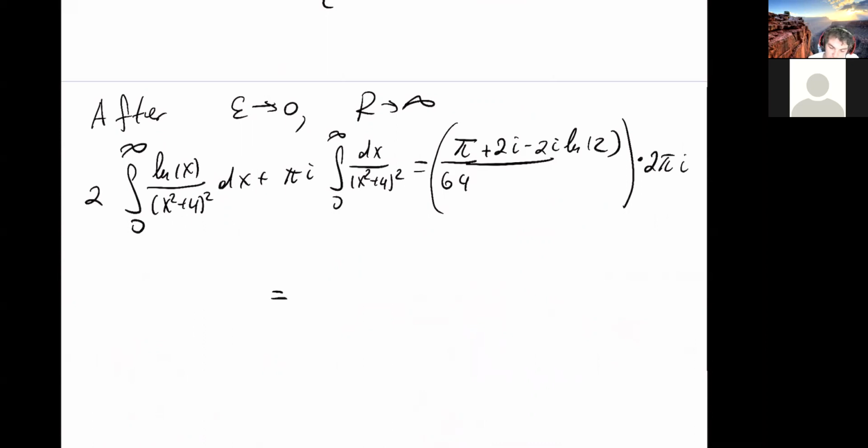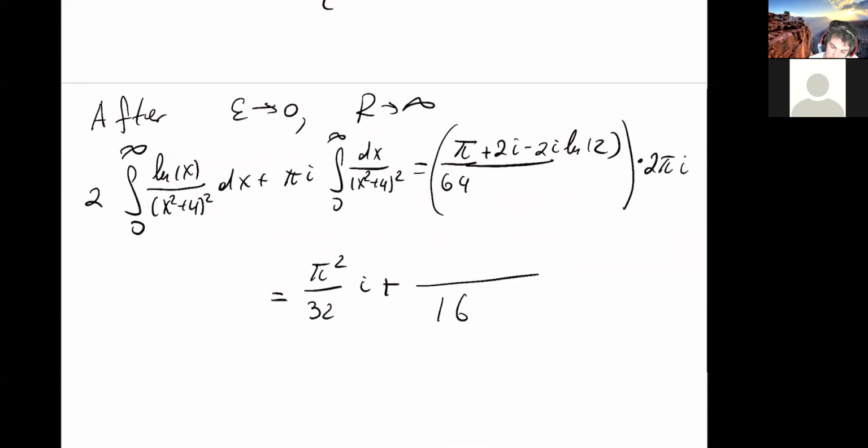So what's that going to be equal to? It's pi squared over 32i minus 4, okay, so plus, okay, 2 cancels out here, 2 cancels out here, so 16 pi logarithm of 2 minus pi, something like that. Okay, check the algebra. I'll check the answer from the book at the end.